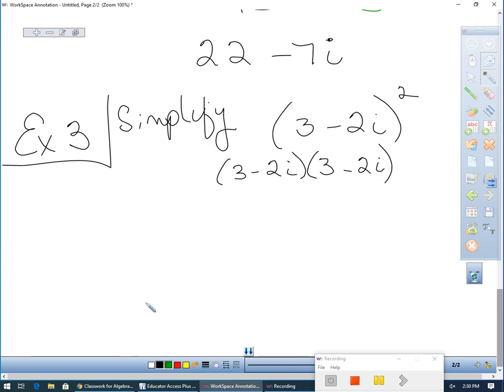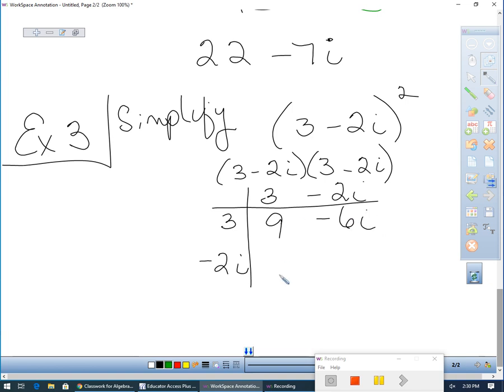How am I going to times those together? In the box. So I have 3 minus 2i times 3 minus 2i. 3 times 3 is 9. 3 times negative 2i is negative 6i. 3 times negative 2i is negative 6i. Negative 2i times negative 2i is 4i squared.